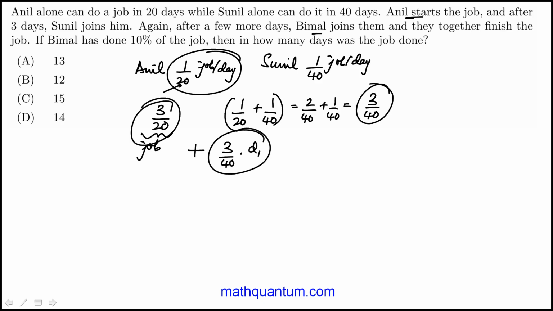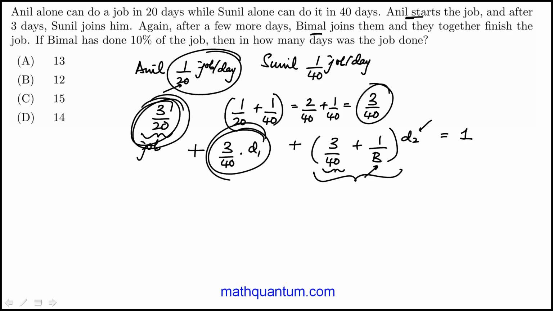And then Bimal joins them and they finish the job. So let's say now we have their combined rate, Anil and Sunil, and then let's say Bimal's rate is 1 over B, where B is the number of days Bimal takes to complete the job. And then they take D2 days to finish this. So that's the fraction of the job they would do in that third leg. And collectively, these three have to add up to 1. They have to complete the whole job.